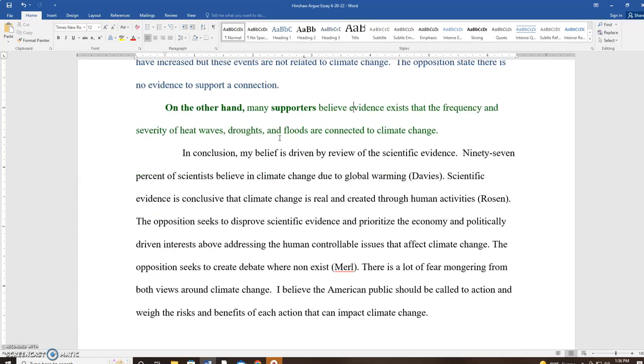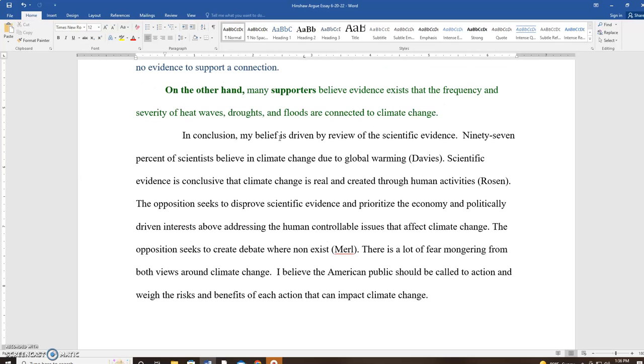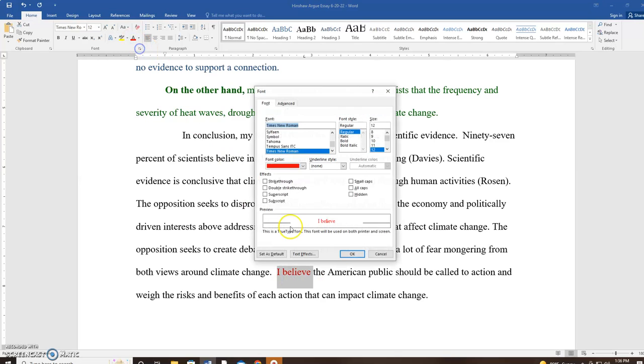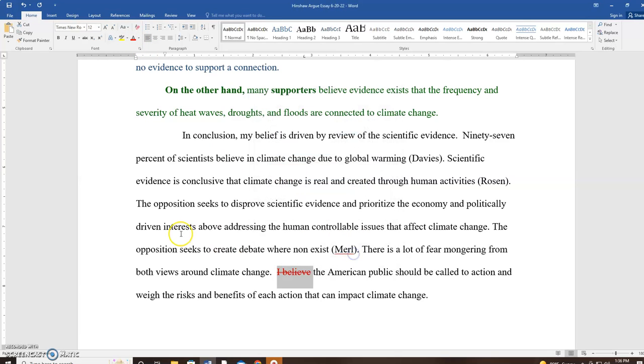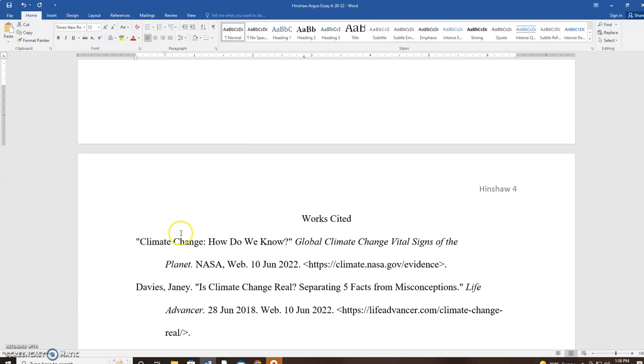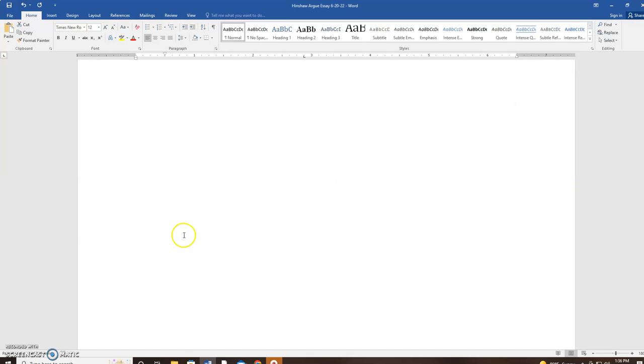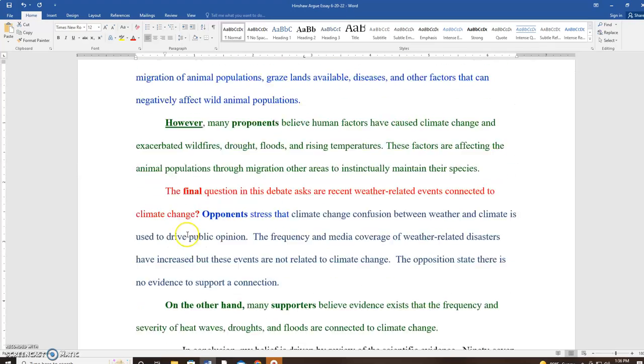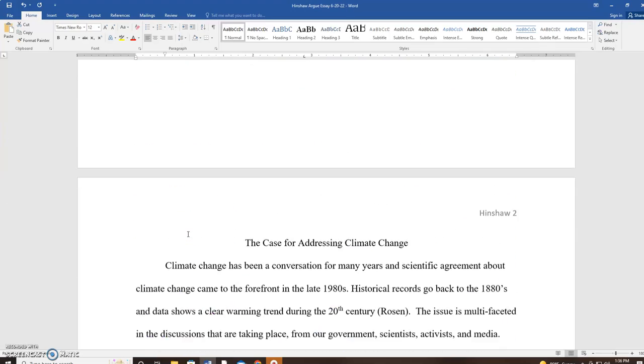And then your conclusion, which like I said, I haven't read any of this yet. I can tell you this, though. This is going to have to go. That's just extra wording that you don't need. I believe, I think, I feel. It's redundant. I don't need it. And then your works cited page. Yeah, so far, you're off to a really good start.